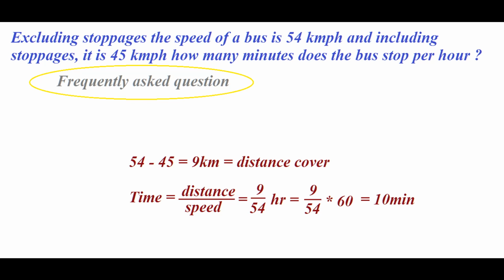54 minus 45 equals 9 km, the distance not covered. Time equals distance upon speed equals 9 upon 54 hours. To convert into minutes, we have to multiply with 60. Equals 9 upon 54 multiplied by 60 equals 10 minutes.